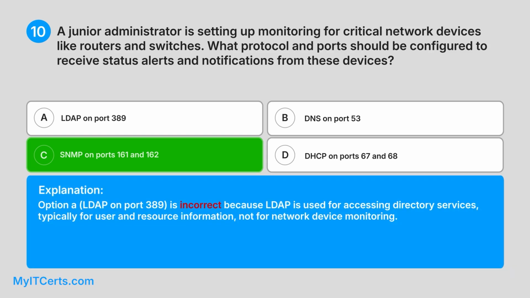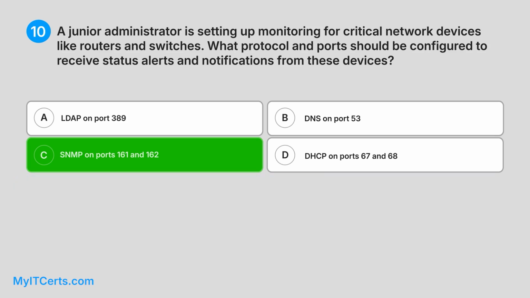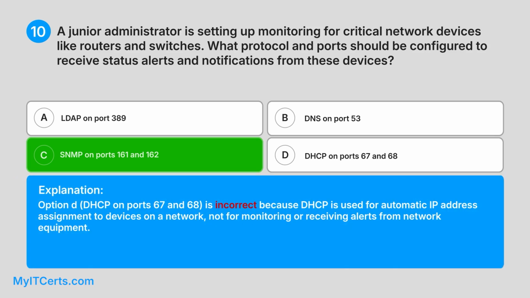Option A, LDAP on port 389, is incorrect because LDAP is used for accessing directory services, typically for user and resource information, not for network device monitoring. Option B, DNS on port 53, is incorrect because DNS translates domain names to IP addresses and isn't used for monitoring or alerting functionality. Option D, DHCP on ports 67 and 68, is incorrect because DHCP is used for automatic IP address assignment to devices on a network, not for monitoring or receiving alerts from network equipment.